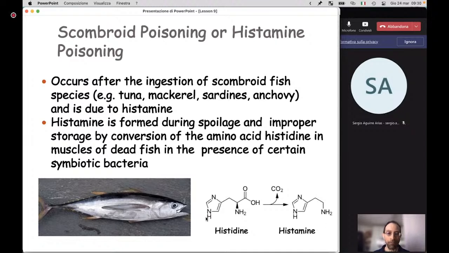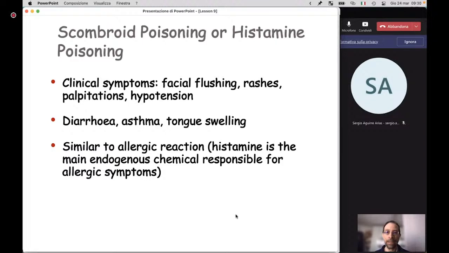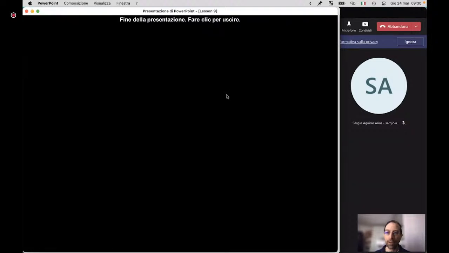So many kinds of fish meats can produce this kind of poisoning, and we have seen that the symptoms are identical to the symptoms of allergy, since histamine is exactly the compound that is produced during allergic reactions, and so the symptoms of allergic reactions are exactly the same and due to the same substance as scombroid or histamine poisoning. I think this was all.